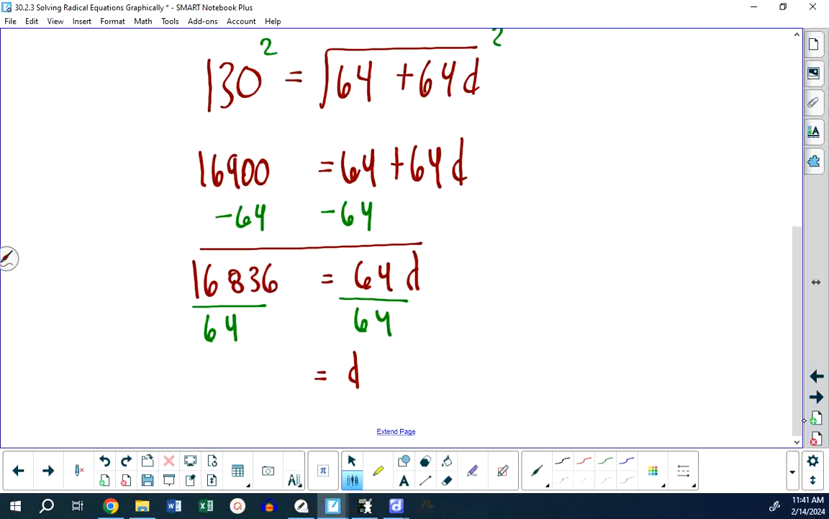So let's say 263 feet. I thought meters at first, and I thought, wow, that's a big drop. 263 feet. A football field is about 300 feet in length, so that gives you an idea of the distance.